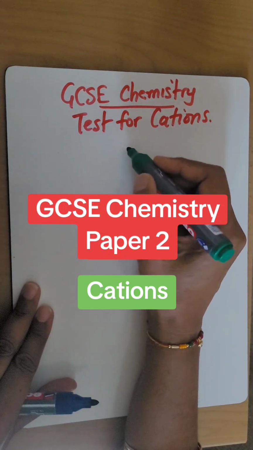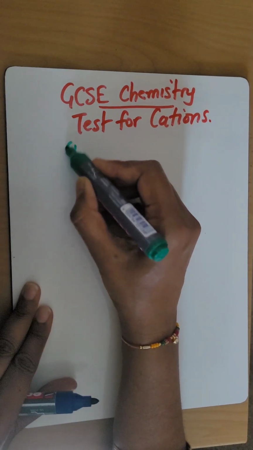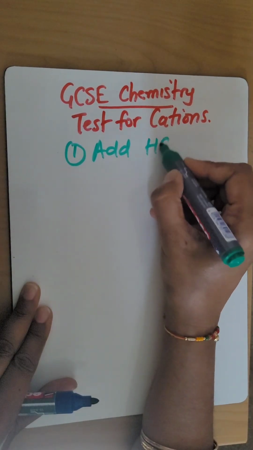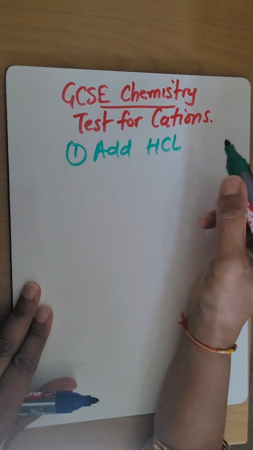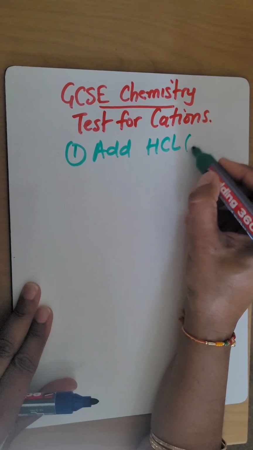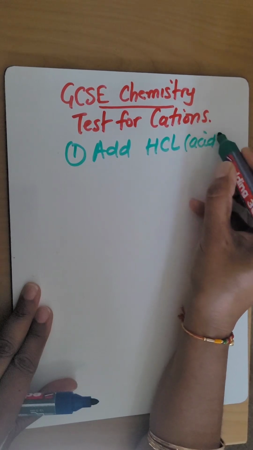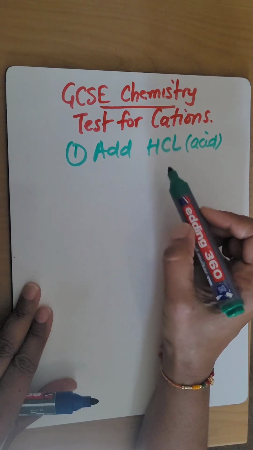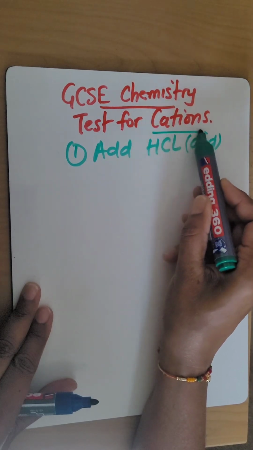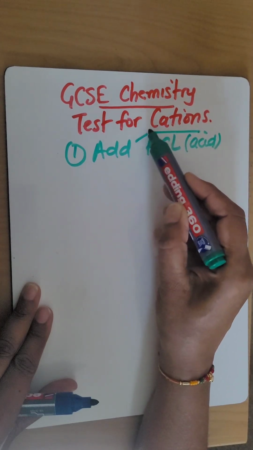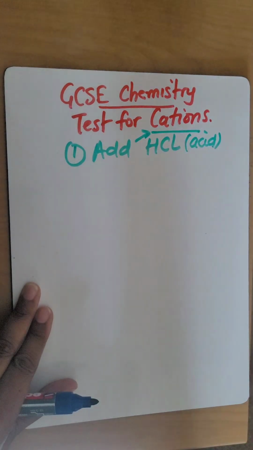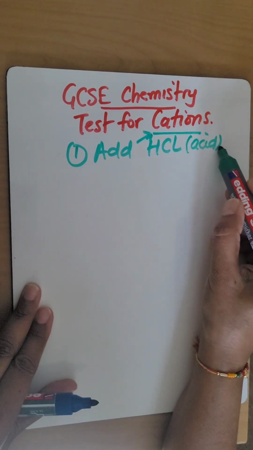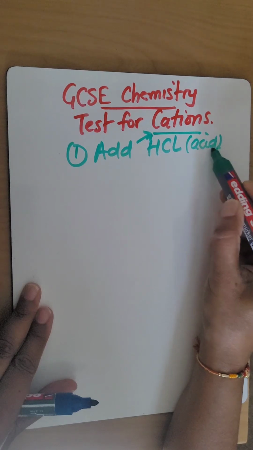Cations. Number one, I can just add hydrochloric acid. So I'm going to add HCl, which is hydrochloric acid. And then what I want to do is look out if it makes any kind of precipitate. So I'm going to add my hydrochloric acid to the cation solution. And then what I'm looking for is, does it make a precipitate?